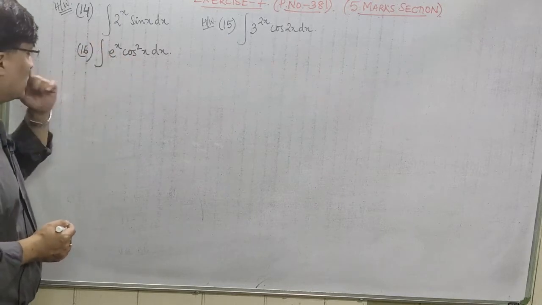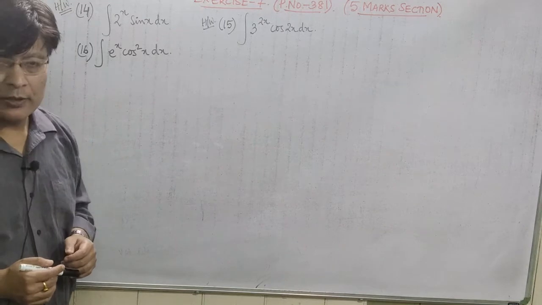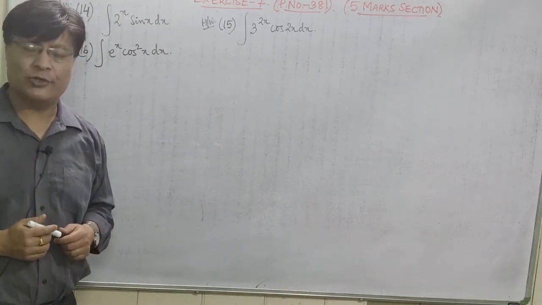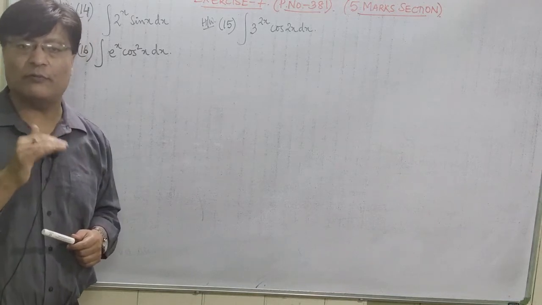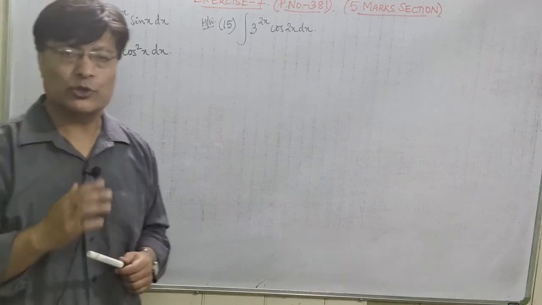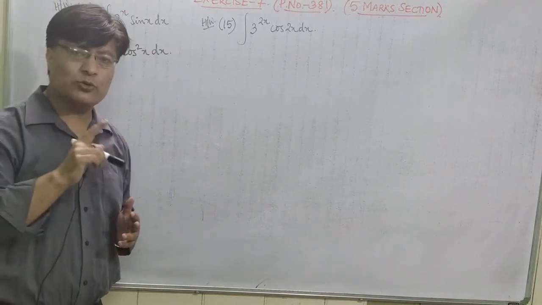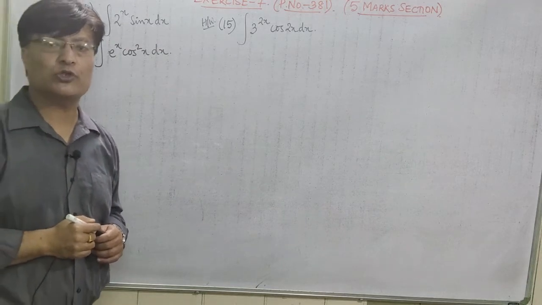As we see that there is cos square x, I already told you that whenever you have cos square x, you have to multiply and divide by 2 so that we can have it in the form of 2 cos square x, so that you can use the formula for multiple angles. So what is 2 cos square x in multiple angles? It is 1 plus cos 2x.